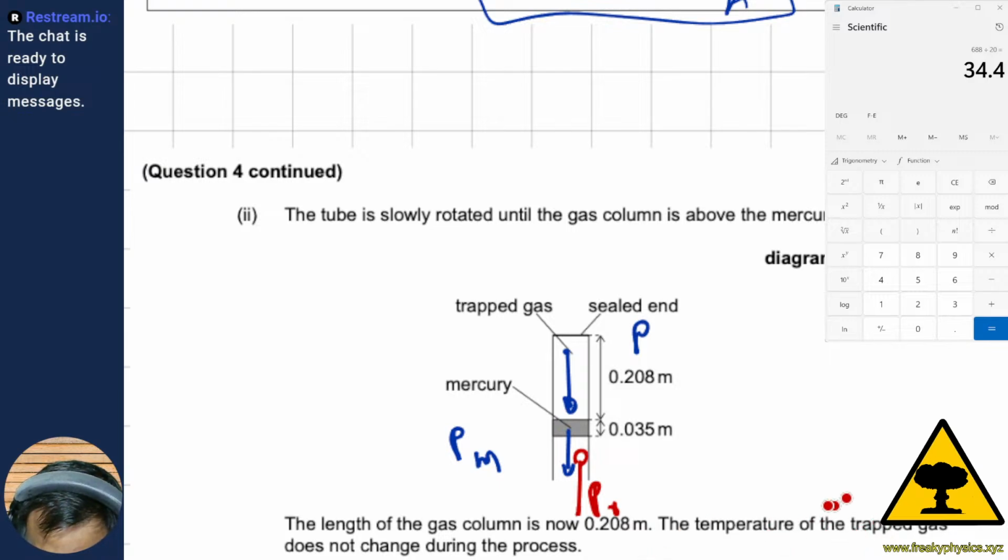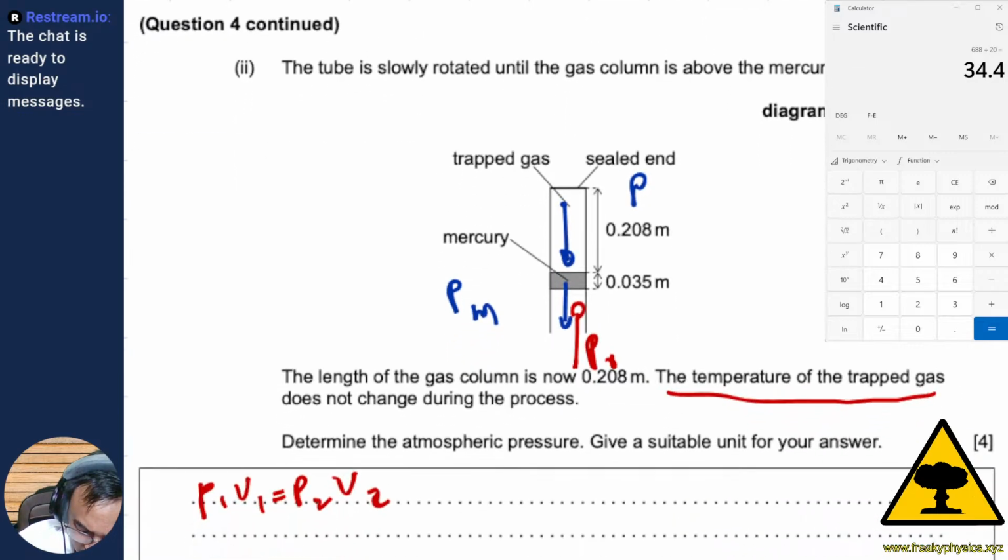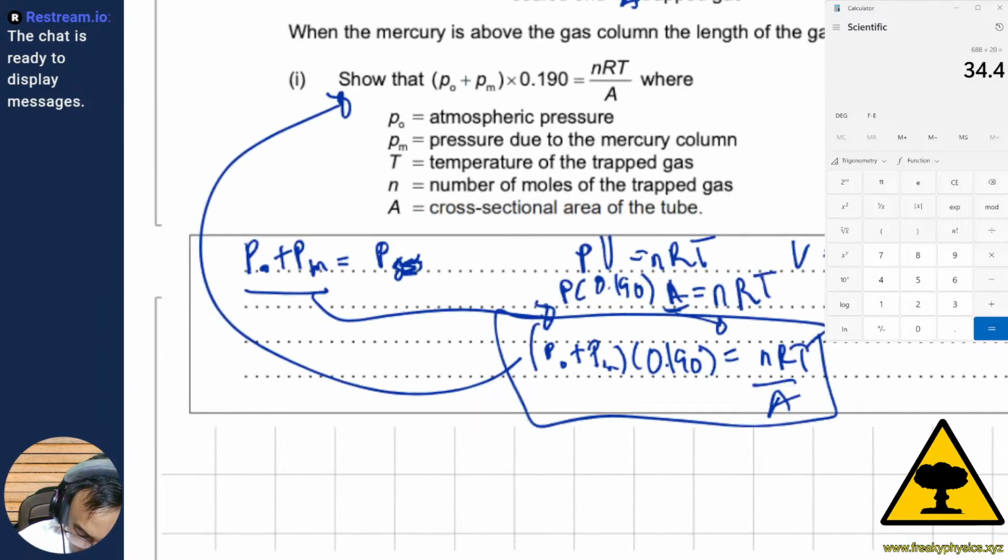But since the temperature doesn't change, that means what? This part, we can use one of the gas laws. Which one is it? Since the temperature doesn't change, we can use Boyle's law. P1 V1 equals P2 V2, right? So all we're going to do now, we know what the initial pressure was.